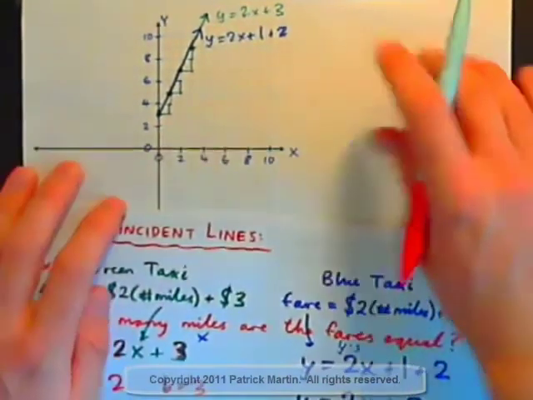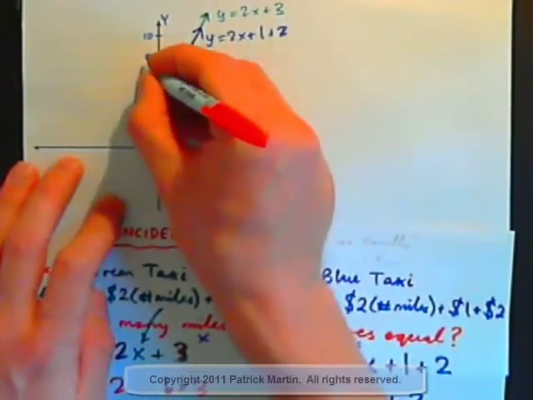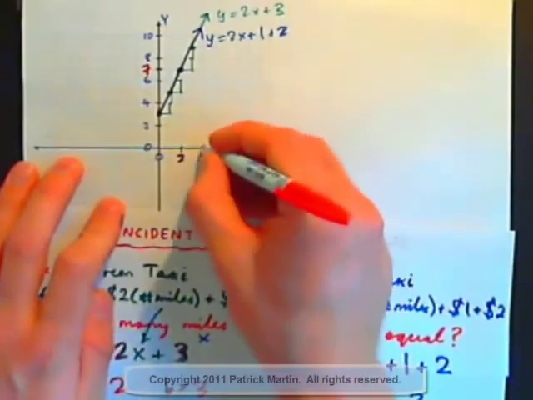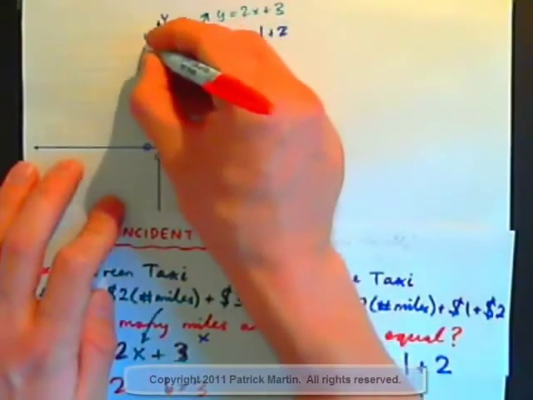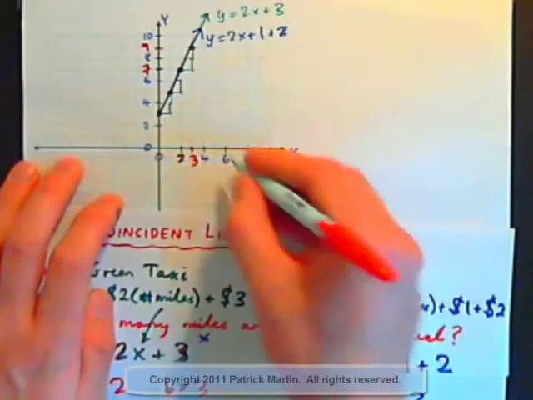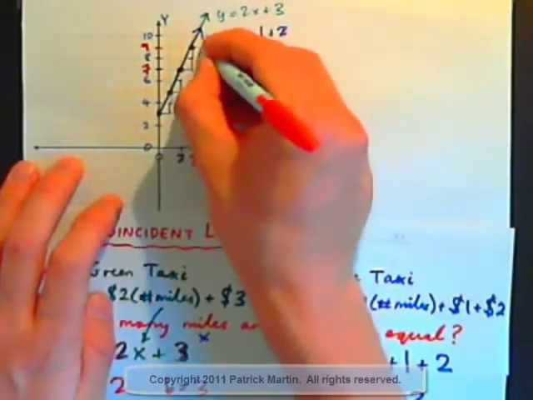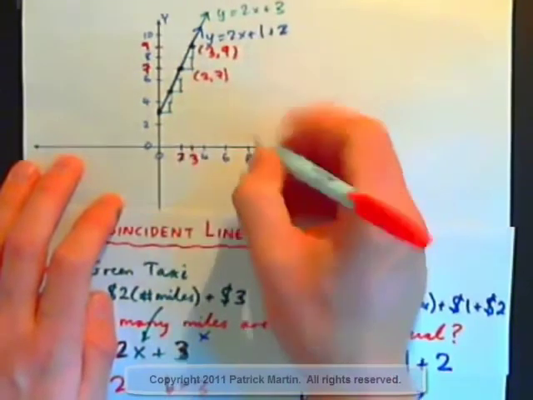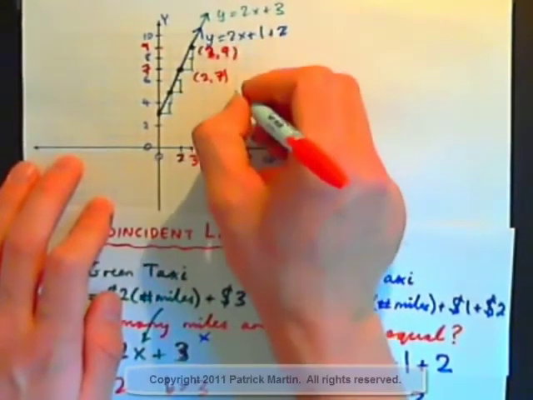Well, if you take x as 2, they both have the same output of 7. If you take x as 3, they both have the same output of 9, don't they? So here's a point of intersection, (2, 7). Here's another one, (3, 9). If you go 2 miles, they both cost $7. If you go 3 miles, they both cost $9.